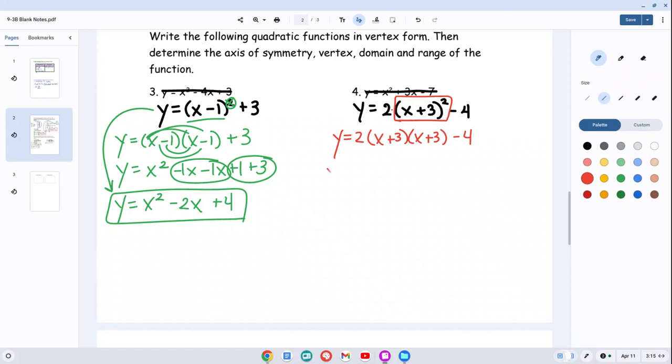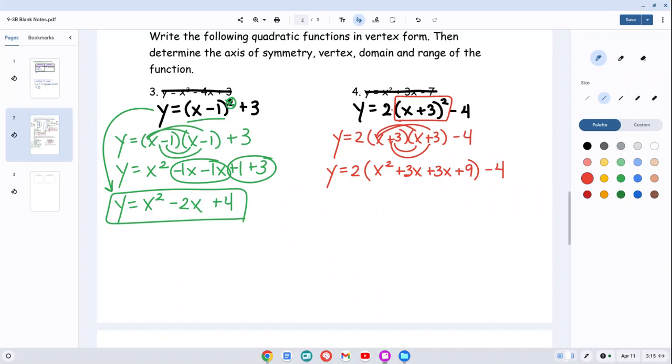The 2 is out in front. The 2 is just going to sit out front for a while. I'm going to put inside the FOIL, inside parentheses, so I know what I'm multiplying by 2. So x times x is x squared. X times 3 is 3x outside. Inside gives us 3x. And last gives us +9. And the parenthesis, and then -4 sits on the outside. The -4 doesn't get multiplied by 2.